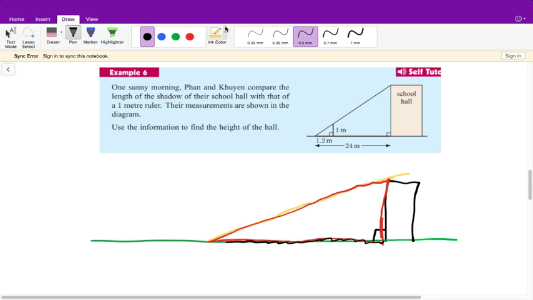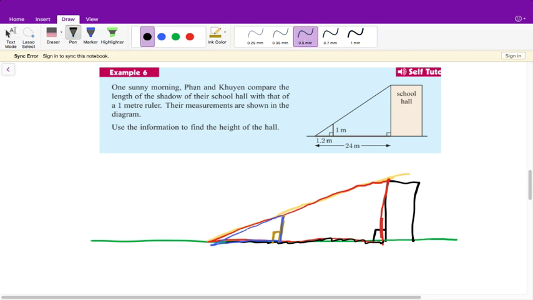Right? Then they took a 1-meter ruler stick and they put that in the ground. And they said, okay, well, what is this shadow going to be? Now remember, the same thing. When they hold this up, that creates a right angle as well. And then this one creates this triangle here.